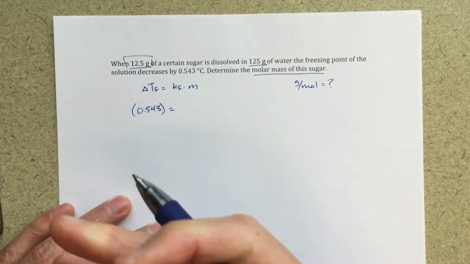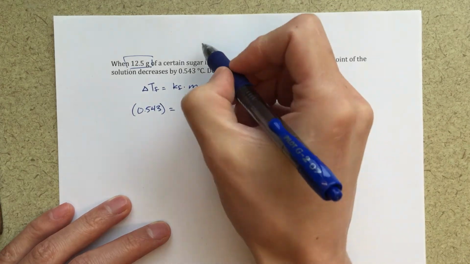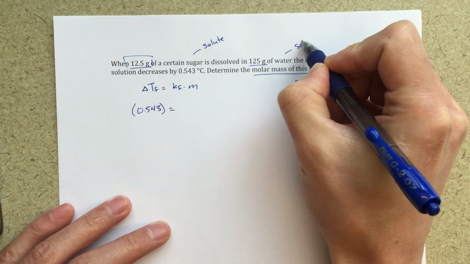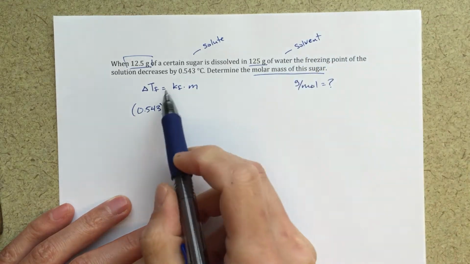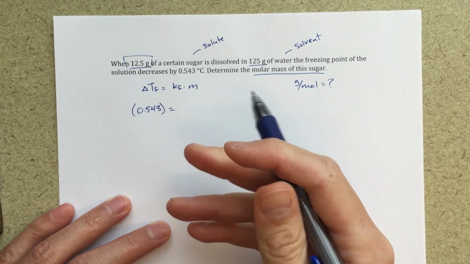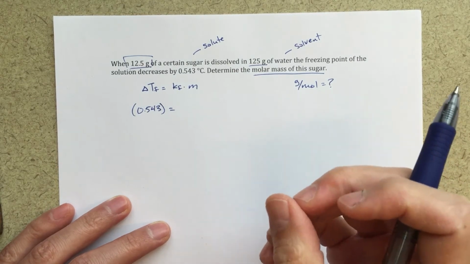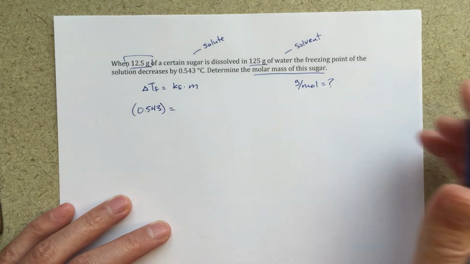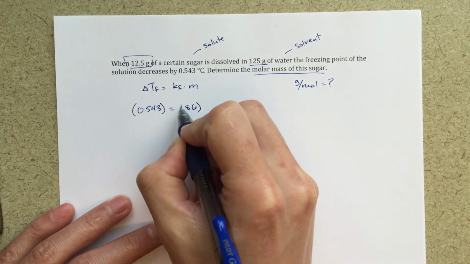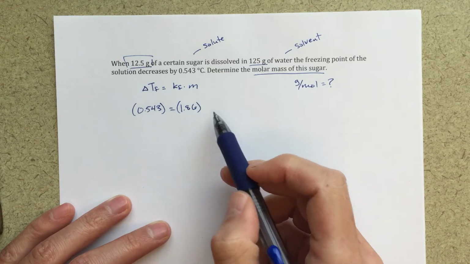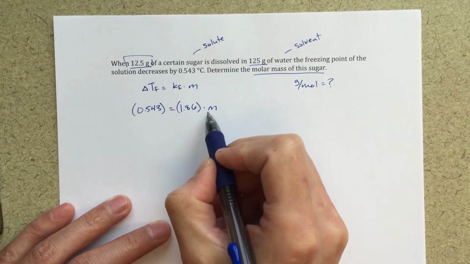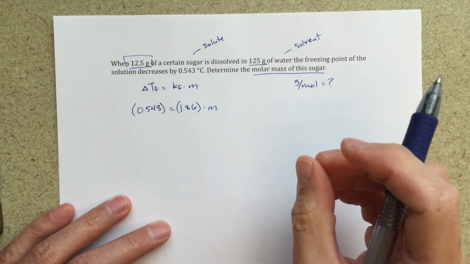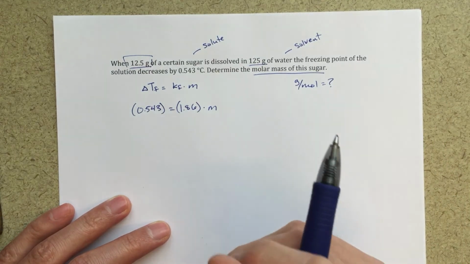I know KF. KF is a constant for water. In this problem, the sugar is what we would call the solute, and the water is called the solvent. And the freezing point of the solution is going to be from the point of view of the solvent. So if I wanted to look up the KF for water, that is equal to 1.86. So that's my KF for water. And then I can use this to solve for the molality of that solution. And the molality of the solution is going to be the moles of solute over the kilograms of solvent.